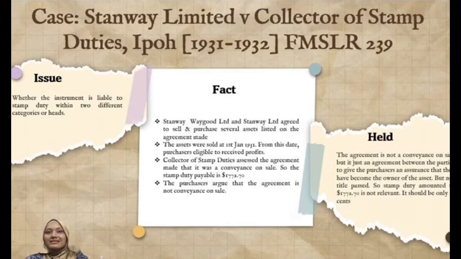The Collector of Stamp Duties assessed the agreement as a conveyance on sale, so that the stamp duty payable was $1,772.70. The purchaser argued that the agreement is not a conveyance on sale. It was held that the agreement is not a conveyance on sale, but just an agreement between the parties to give the purchasers an assurance that they have become the owner of the asset, but title did not pass. So the stamp duty of $1,772.70 is not relevant. It should be only 25 cents.